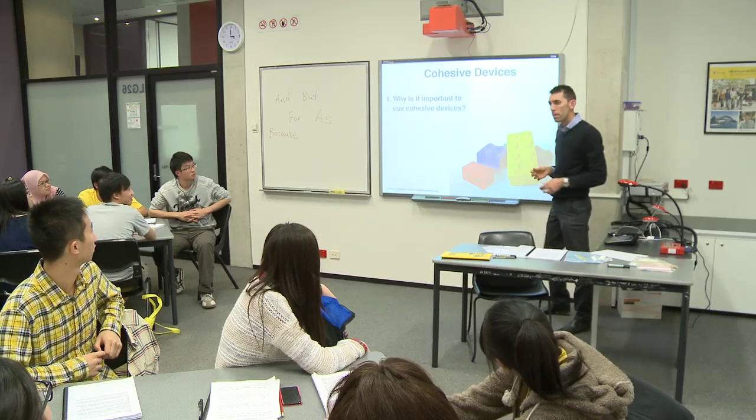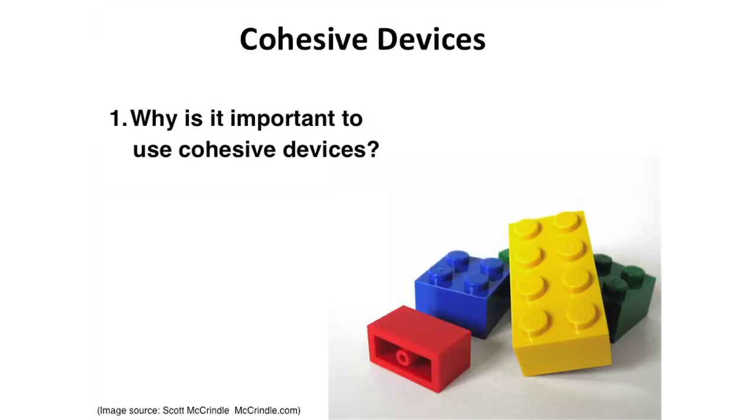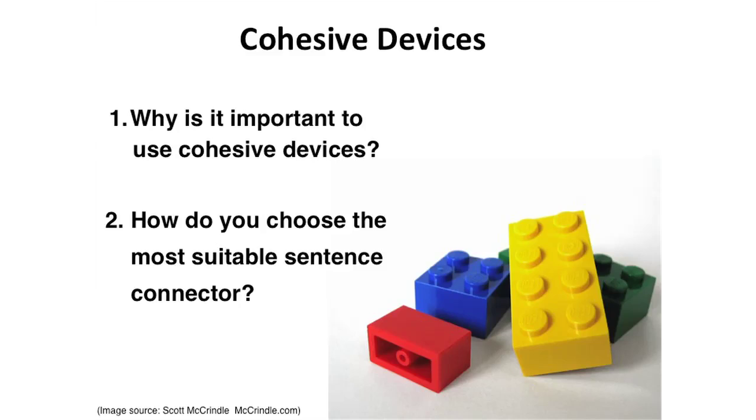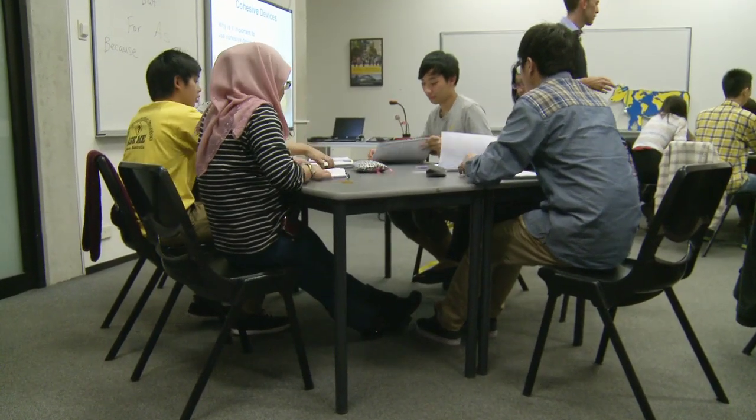So just with your group, okay, just have a little bit of a chat. Why is it important to use cohesive devices, and how do you choose the most suitable sentence connector? So just have a chat with your group, okay? You can write some notes in your book if you want.